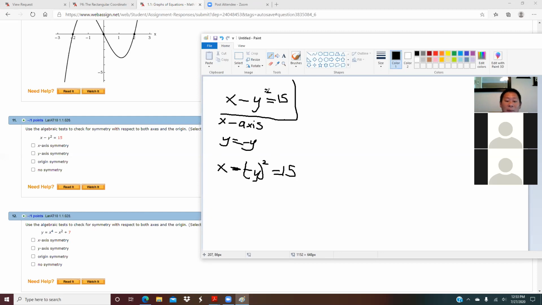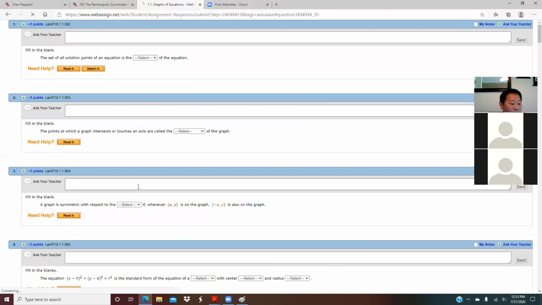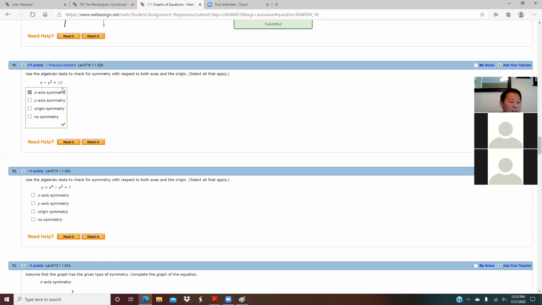So I replace my y to become -y. And we know when you square this, you still end up with y squared. So you find out that when you do this, this is exactly the same. So if they are exactly the same, then this is x-axis. You do not need to do anything else after that. Okay, we're gonna try to do the next one here. Okay, that's how we do 11.